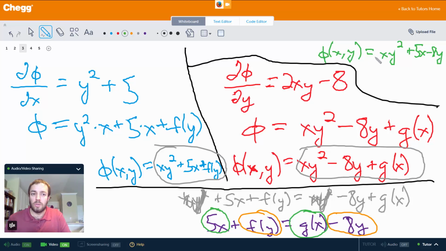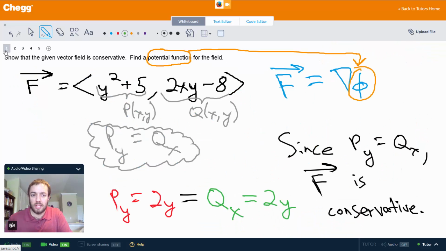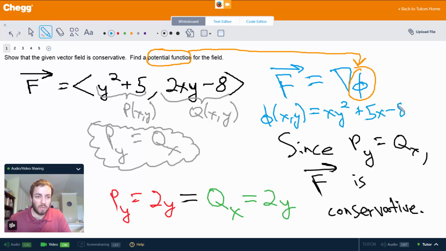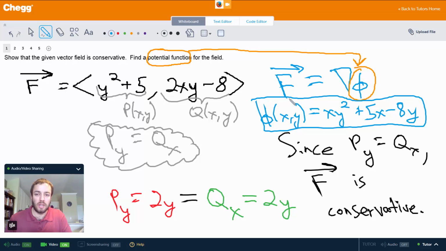So xy squared plus 5x minus 8y, that's our potential function. Phi of x comma y is xy squared plus 5x minus 8y. All right, that is our potential function phi. And remember, this function phi is the potential function, meaning the gradient of phi is equal to the vector field here. So this has been an example with conservative vector fields.